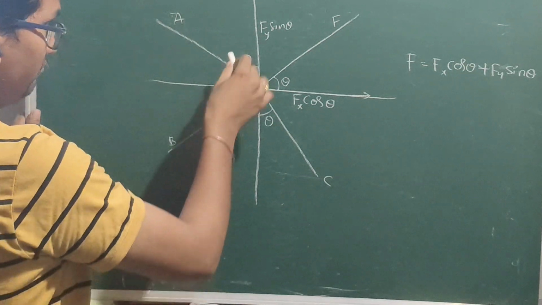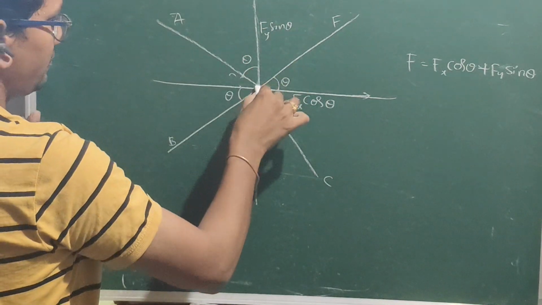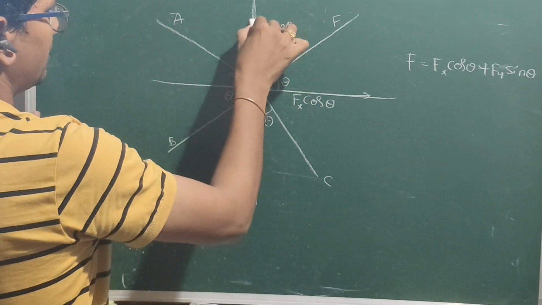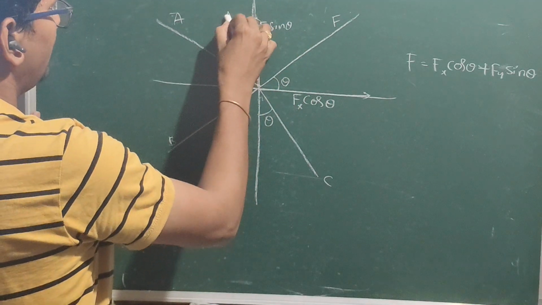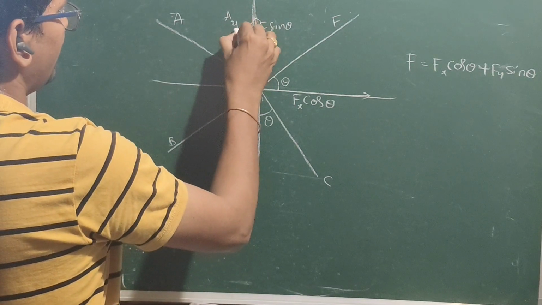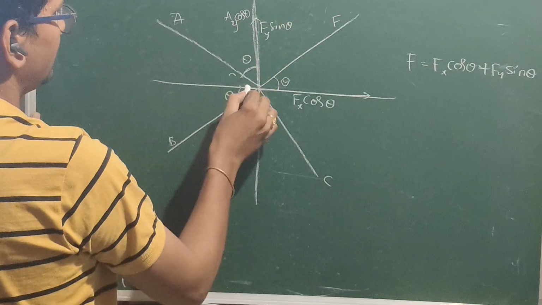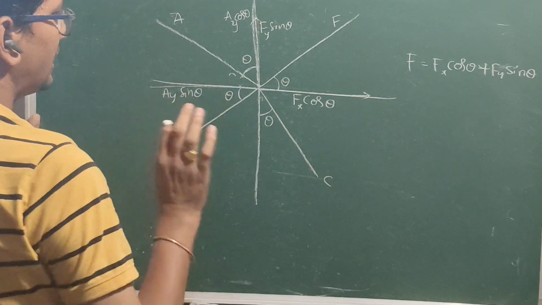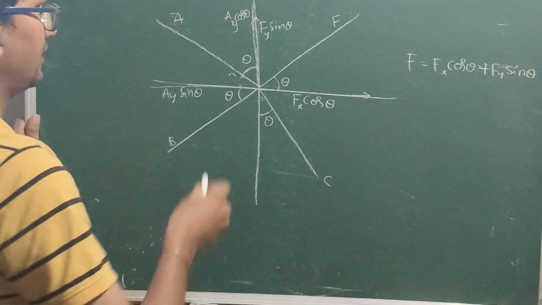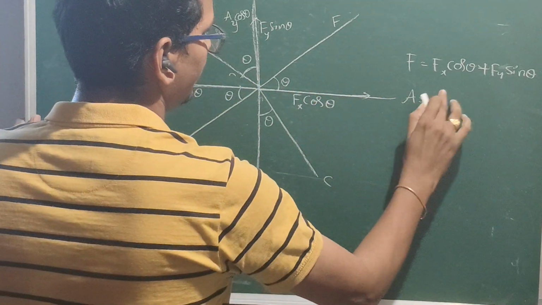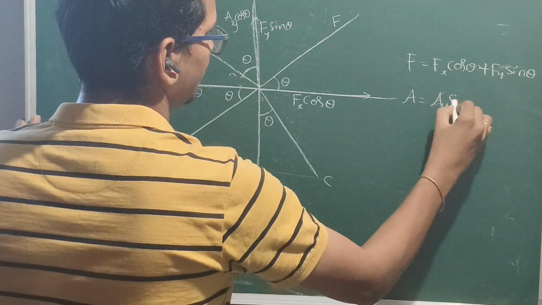Next one. This is the F sin theta. This angle, what is the value? This is the adjacent side, that is Ay cos theta. This one is Ax sin theta. But you must remember this is the negative axis. That's why we need to write A is equal to Ax sin theta.